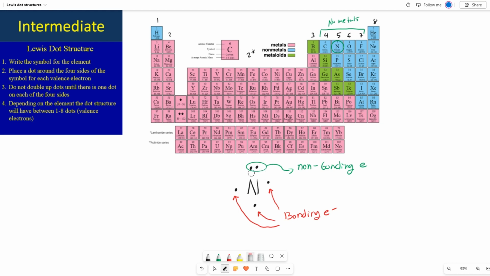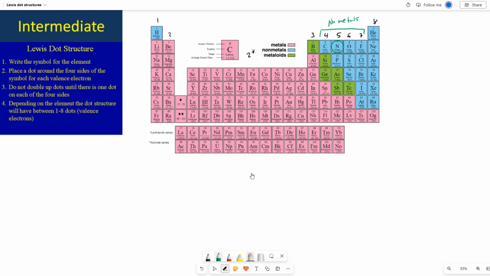So let's do another example, probably one of the most important elements when we're looking at covalent bonding. We'll take a look at, say, carbon. Carbon is in group 4, so it has 4 valence electrons. Again, we'll put our little imaginary box around here. Since it has 4 valence electrons, we'll put 1, 2, 3, 4, and then there's nothing to double up, so that's it. So what this means is carbon has 4 bonding electrons, and it's going to make 4 bonds.